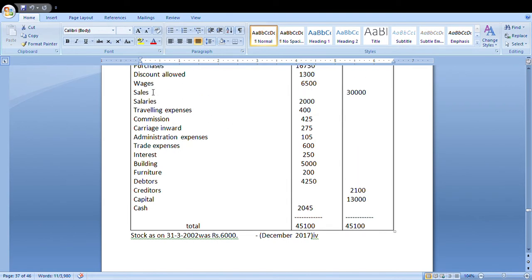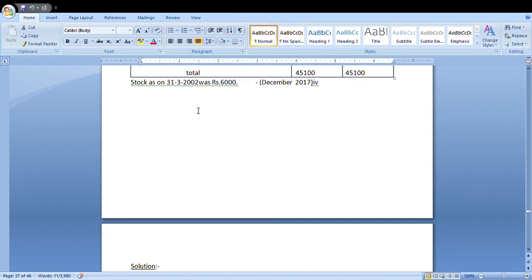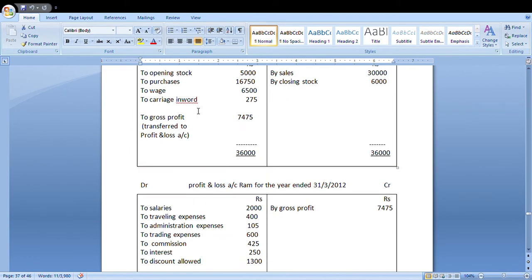Next, wages. These are already entered on the debit side of the trading account. Sales are entered on the credit side of the trading account. Traveling expenses are an expenditure; they are not entered in the trading account but in the profit and loss account.